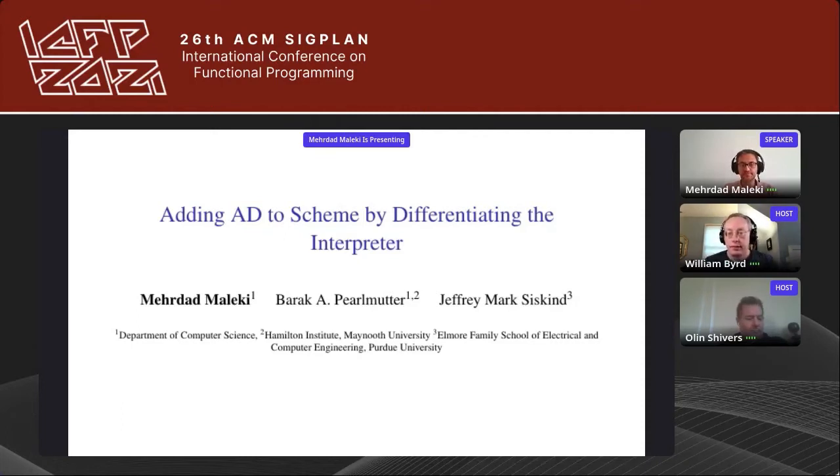Okay, well, welcome to the next session of the Scheme and Functional Programming Workshop. We had our first invited talk by Jeff Siskind, which was great. We got to hear about how Scheme can be used for deep learning. And one of the key techniques of that was automatic differentiation. And so for this talk, which ties into what Jeff was talking about, we're going to learn about adding automatic differentiation to Scheme by differentiating the interpreter, which is the sort of meta technique, which I always love, when you can do the thing by doing the thing to the interpreter for the language.